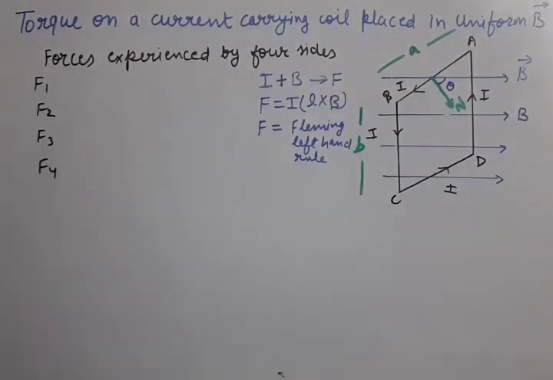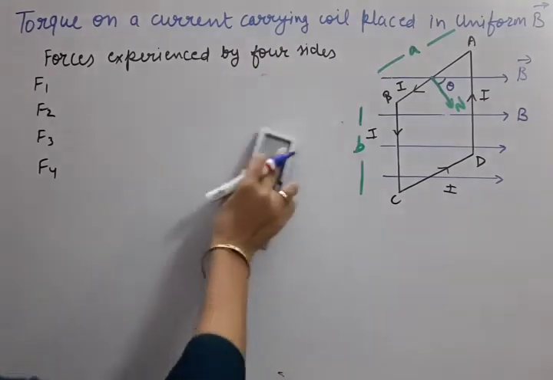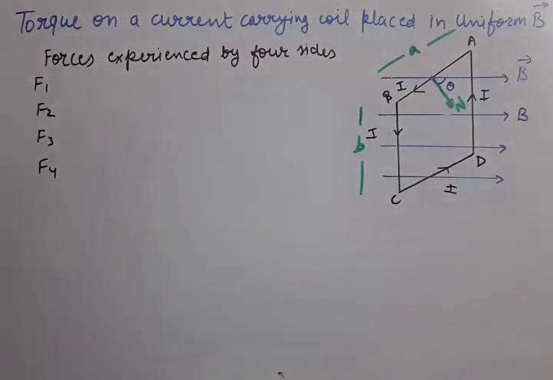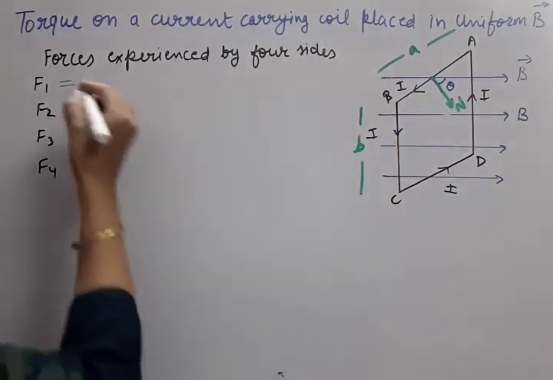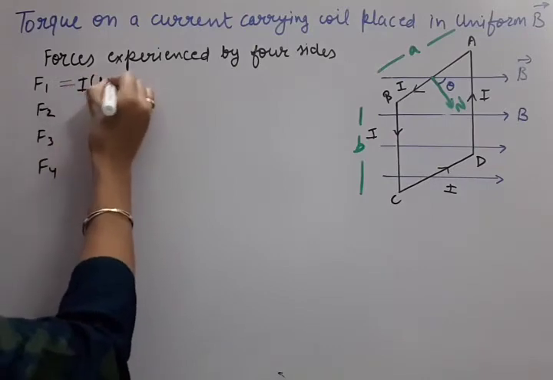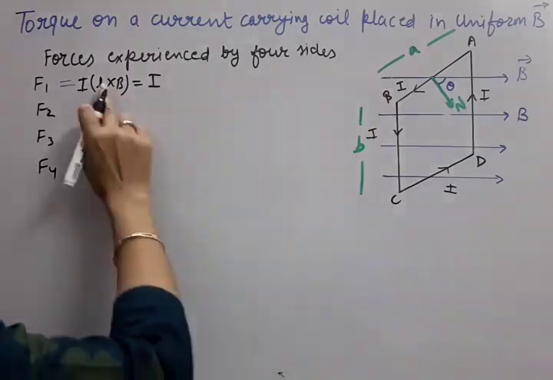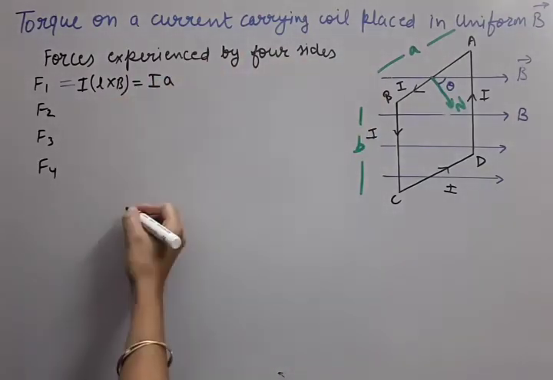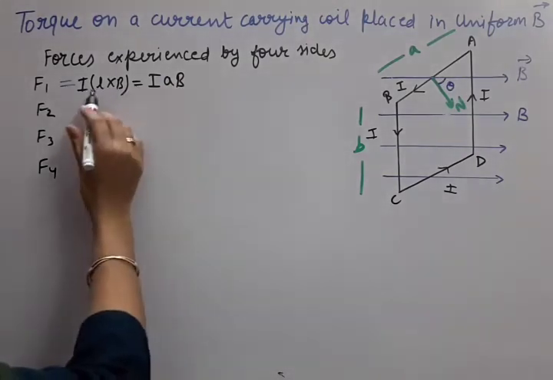Now let us start calculating these forces one by one. Firstly, the force F1, that is on the side AB. The side name is AB. We should write the formula I L cross B. I is the current, L is the length of the conductor, that is A, B is the magnetic field, and now we want the angle.